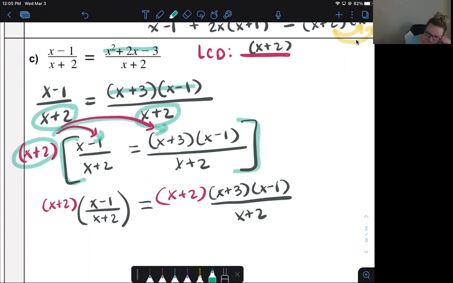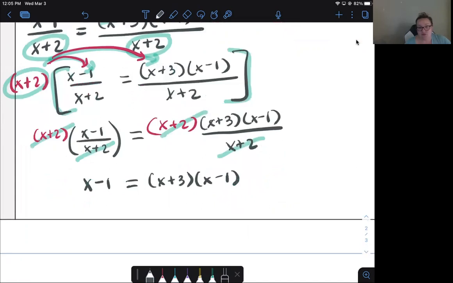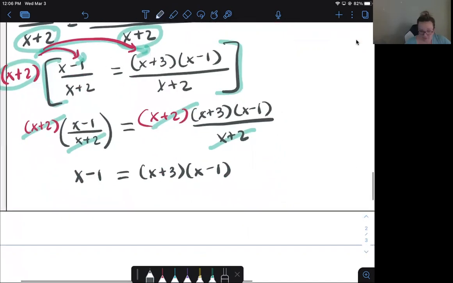So I have x plus 2 times x minus 1 over x plus 2. x plus 2 divided by itself goes away. x plus 2 divided by itself goes away here as well. So I'm left with an equation that looks like x minus 1 is equal to x plus 3 times x minus 1. Now we need to multiply and then solve for x.